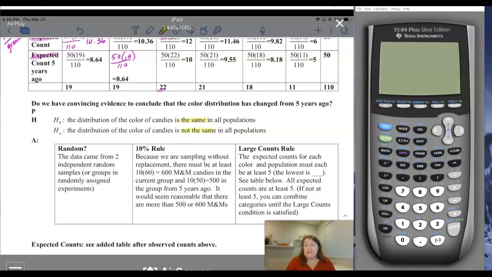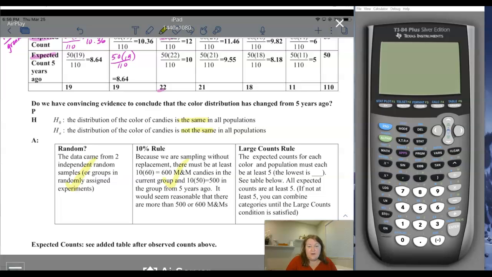Same 3 categories again. We're looking for where did the data come from. In this case, they came from 2 completely independent samples, right? We have the one from current, the one from 5 years ago, so we're good here. 10% rule. So we are still sampling without replacement. So in our original one, it was 60. We believe there's more than 600 M&Ms right now. And 5 years ago, 10 times 50, we're pretty sure there was more than 500 M&Ms 5 years ago, right? So it seems reasonable that these would pass the 10% rule.